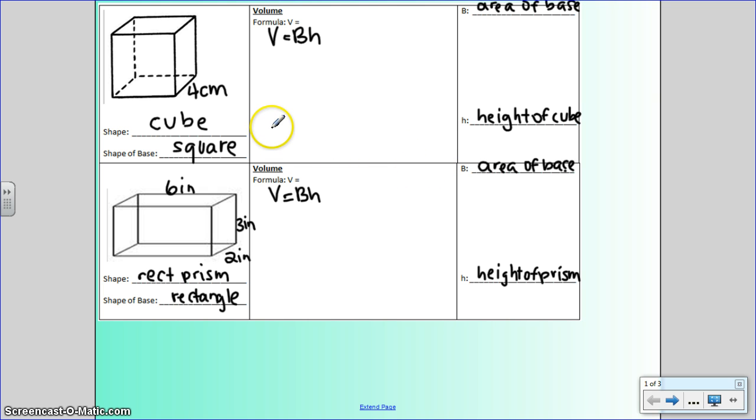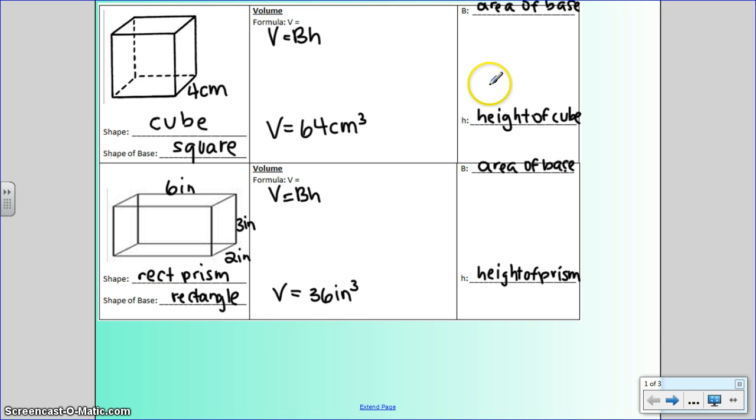Okay, now you should have paused and let's check. If you were ambitious and tried this on your own, you should have gotten that the volume of the cube is 64 centimeters cubed, and the volume of the rectangular prism is 36 inches cubed. If you got them right, you can move on to the next example. Fast forward a little bit. If you did not get them right, follow me now.